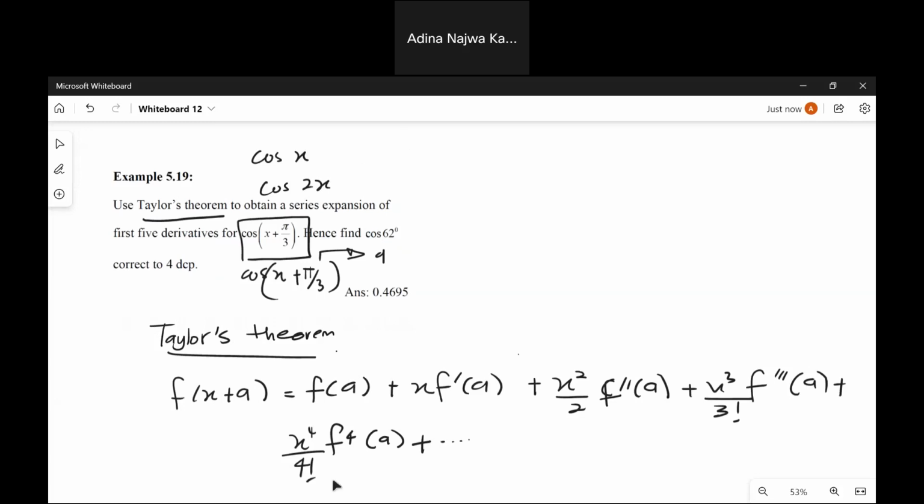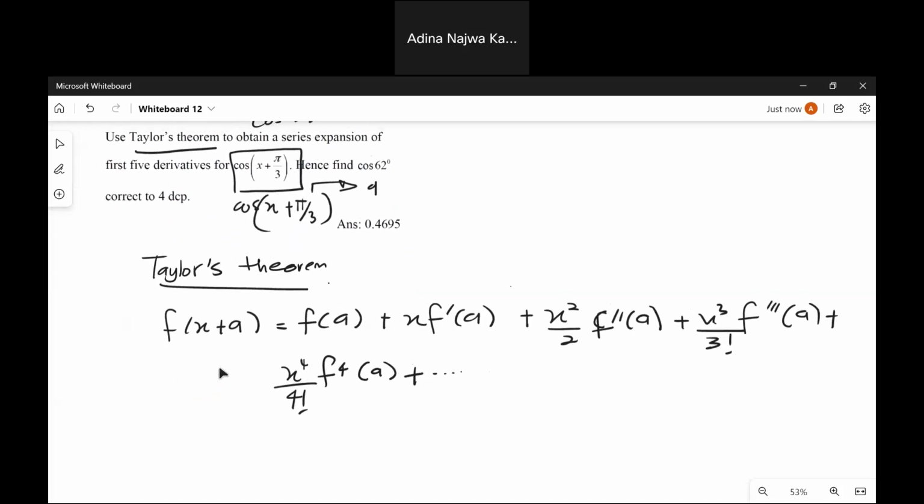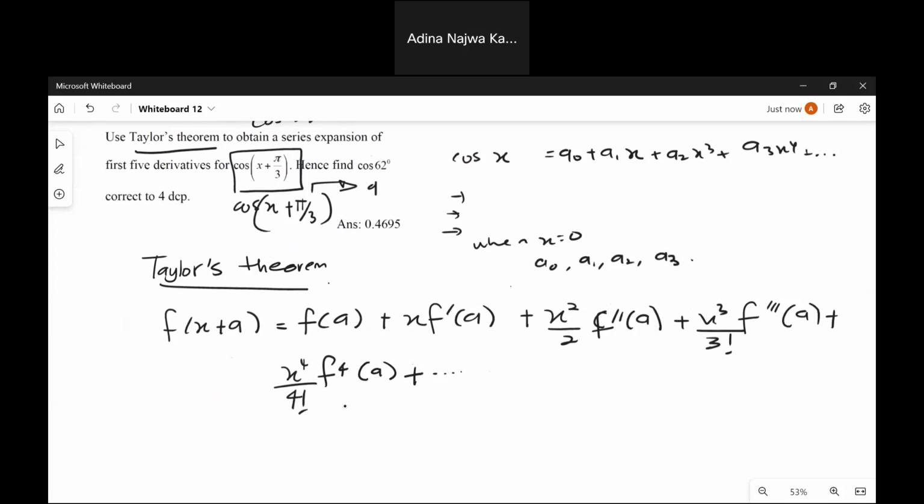So for x plus a, you can start with, like cos x that we did here previously, a1x plus a2x squared plus a3x cubed. Then you differentiate, and when x is equal to 0, you have the values of a naught, a1, a2, a3. Then for all the differentiation, you have to substitute your value of a. You can do it this way, or you directly use this formula.